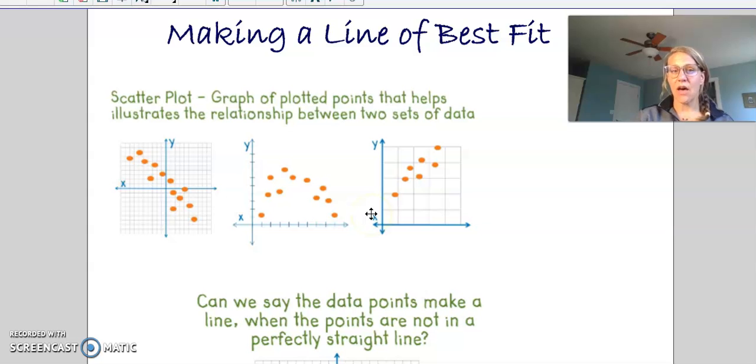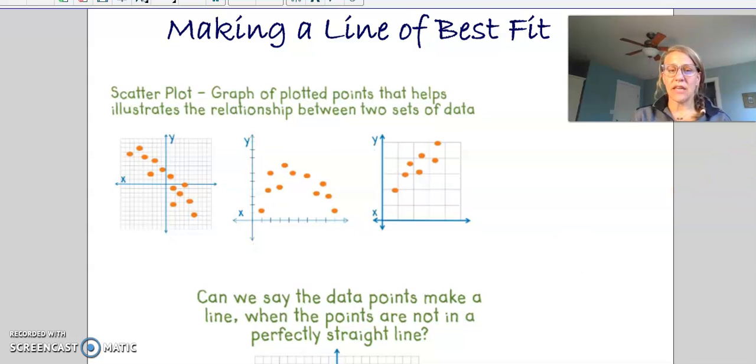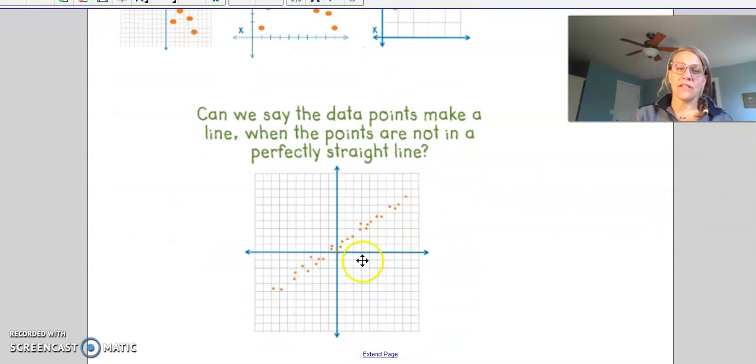We're also going to talk about how it can have either a positive or a negative relationship. This one, for instance, shows a negative relationship because as we read our graph from left to right, it's going down. And this one, again, has that nonlinear relationship. And then this one has a positive relationship because looking at the graph from left to right, it is going up.